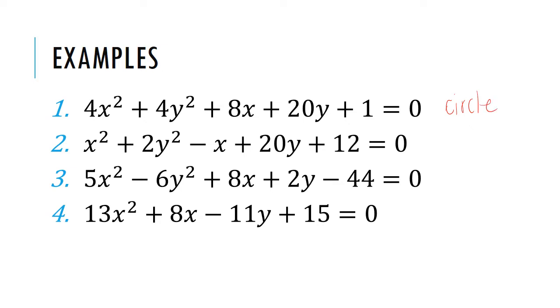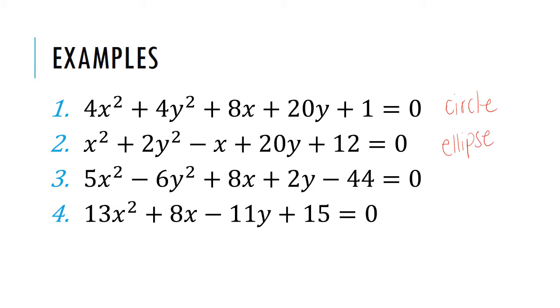For number 2, a and b are not equal, that is, the coefficient of x squared is 1 and the coefficient of y squared is 2, but they have the same sign. Therefore, our equation 2 represents an ellipse.